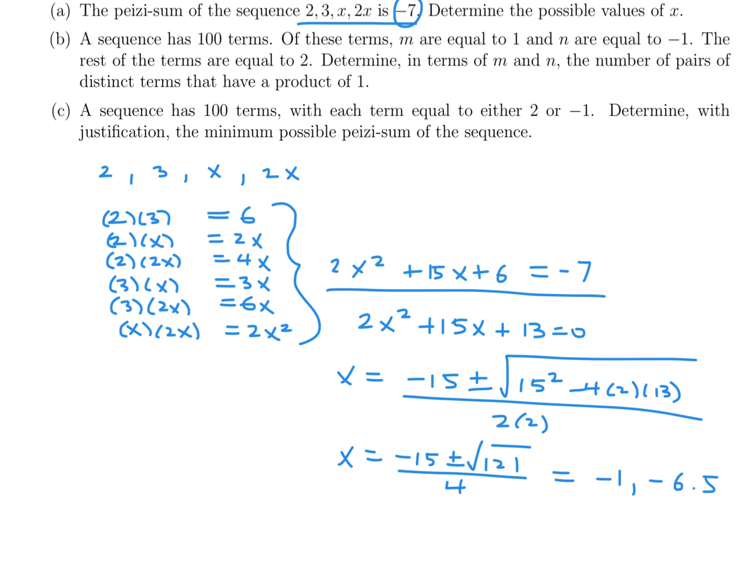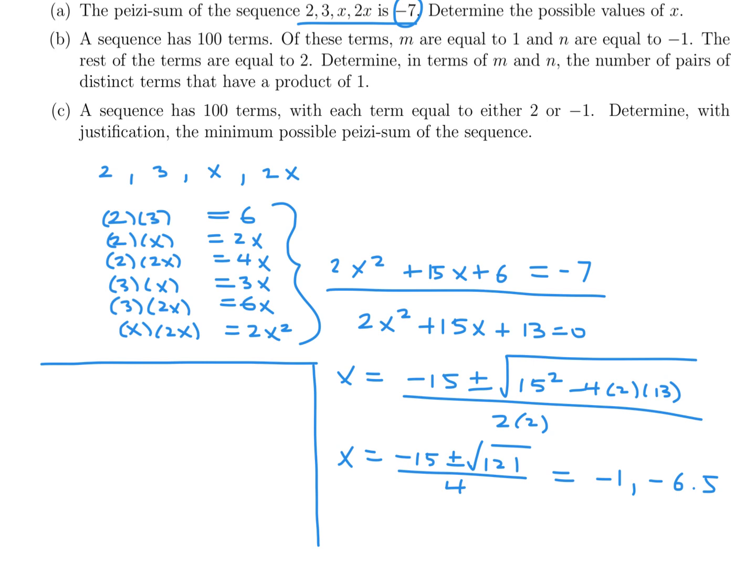Now part B. A sequence has 100 terms. Of these terms, m are equal to 1 and n are equal to negative 1. The rest of the terms are equal to 2. Determine in terms of m and n the number of pairs of distinct terms that have a product of 1.